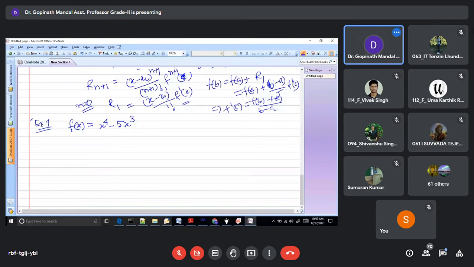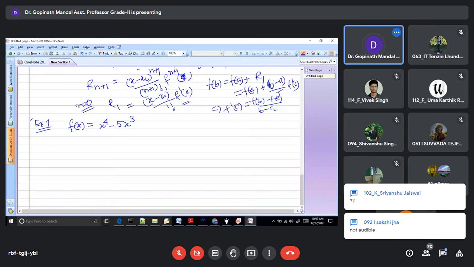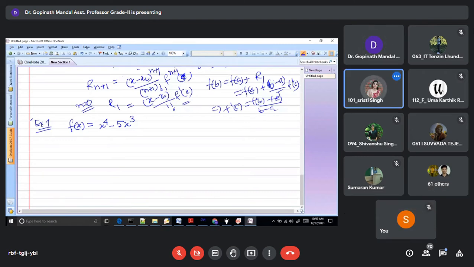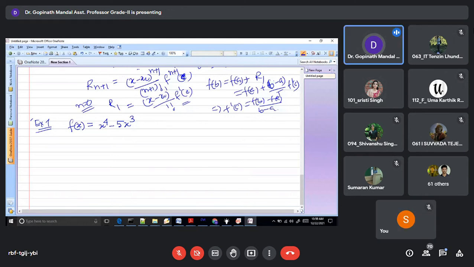f of x will be just the formula, f of 2 plus x minus 2 by factorial 1 f dash 2. What did you say after 5x square? 5x square plus x plus 2.